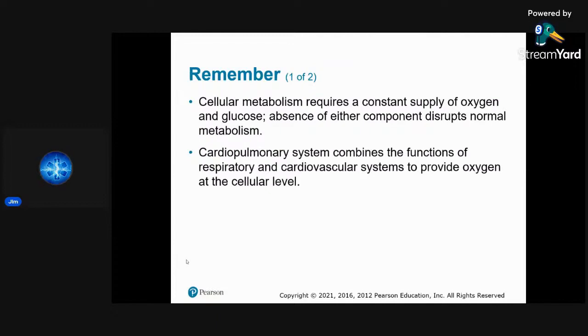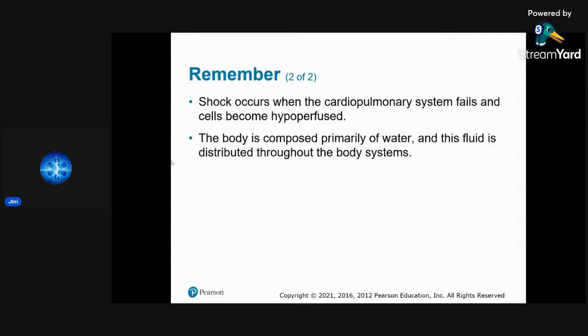Cellular metabolism requires a constant supply of oxygen and glucose. Absence of either component disrupts normal metabolism, and we will definitely talk more about that next chapter. The cardiopulmonary system combines the function of the respiratory and cardiovascular systems to provide oxygen at the cellular level. Shock occurs when the cardiopulmonary system fails. It's called hypoperfusion, right? The body is composed primarily of water, and the fluid is distributed throughout the body systems using both the cardiovascular and the renal system.